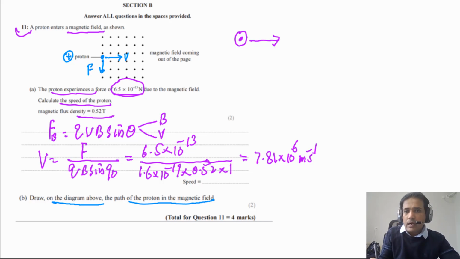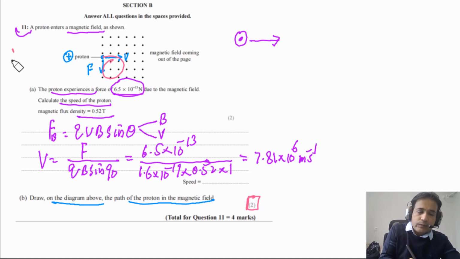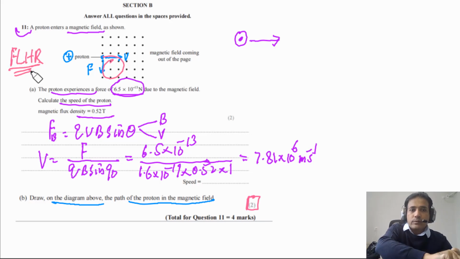Now the question is how this particle will move. The force on this one is down, so this proton will go like this. Let me redraw this for better understanding. The proton will go down, it will experience force, and it will go like that in a circle. If you have drawn this one, you will get the mark. So which hand are we using? Left hand. Fleming's left hand rule you have to use here.